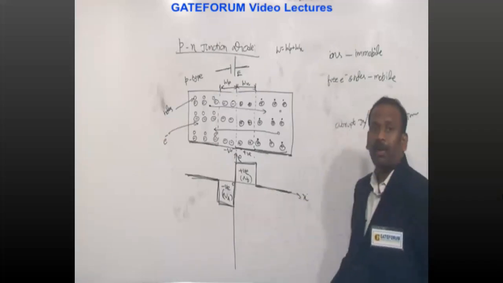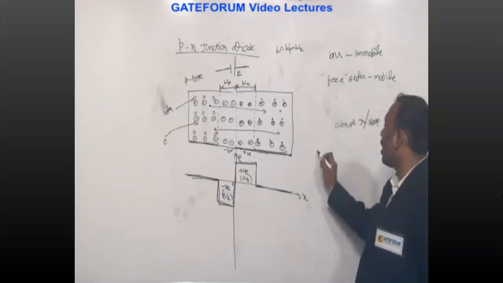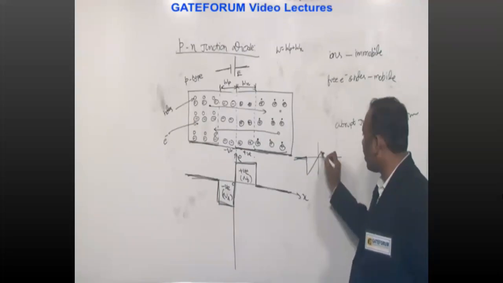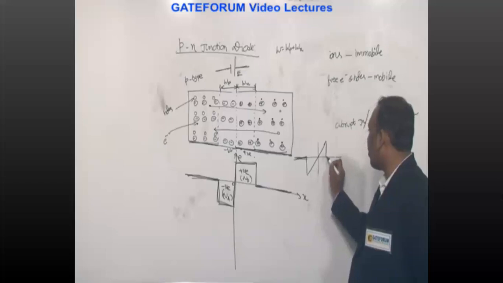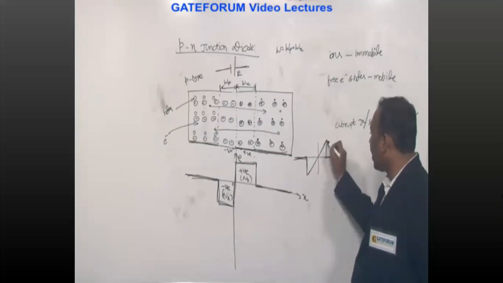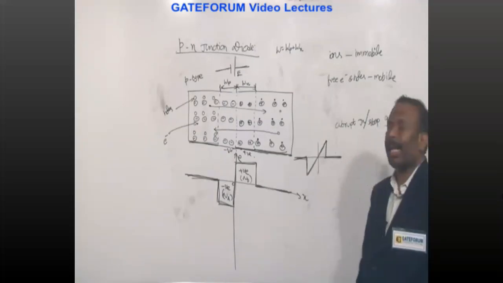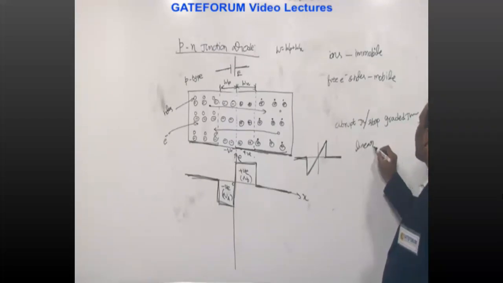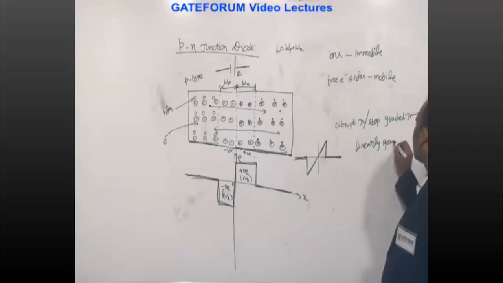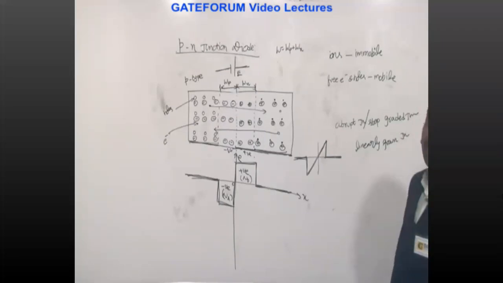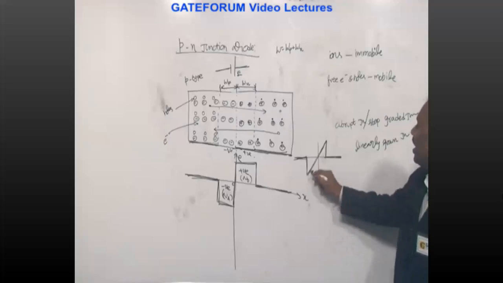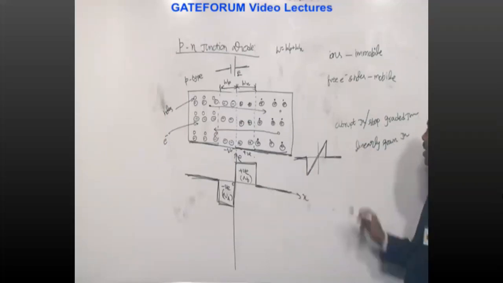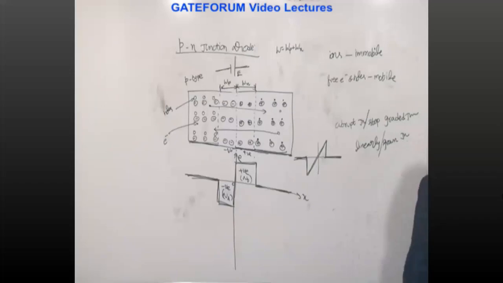Instead of this charge density plot, there is one more plot. Here it is neutral. Here it will be like this. Once again, here it's neutral. From here it's increasing linearly. Therefore, it's called a linearly grown junction or linear junction. That type is called abrupt junction or step graded junction. This is called linear junction or grown junction.